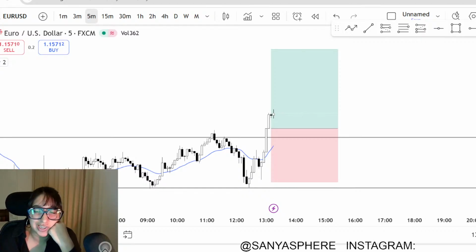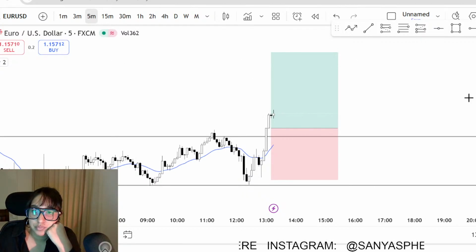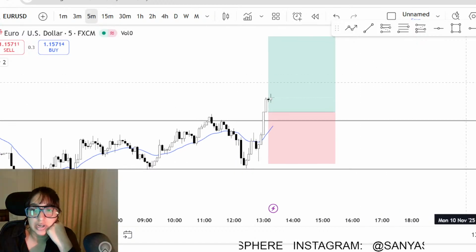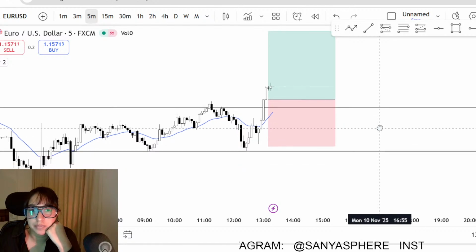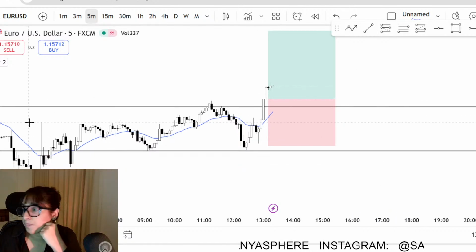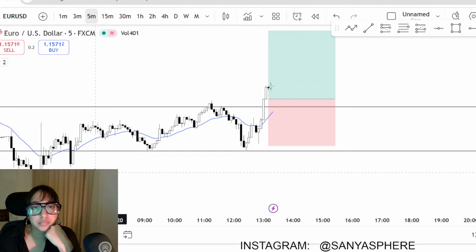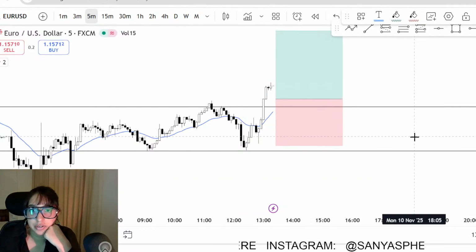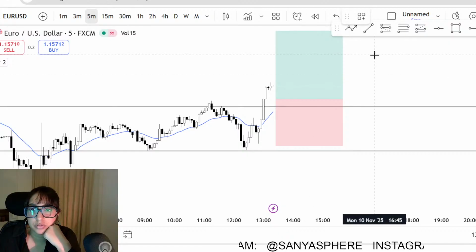Better to risk less and be observant of what time your move is directly coming. Let's see, I'm not in this trade right now. It hasn't been activated.